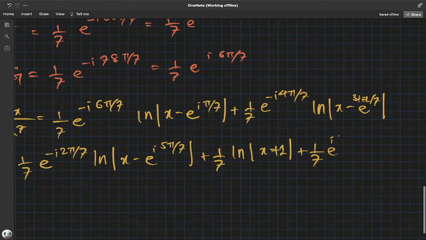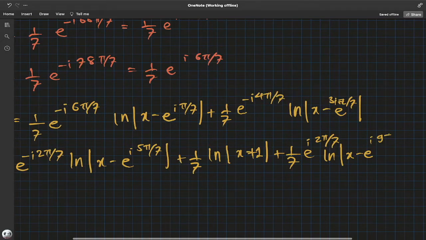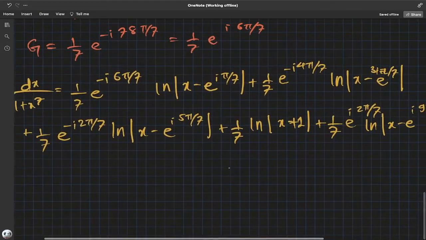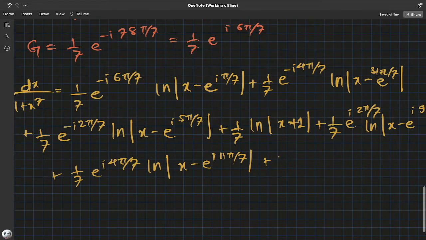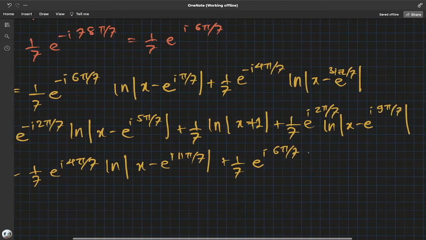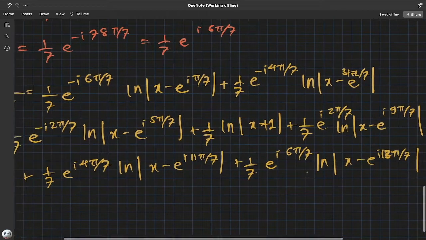Plus 1/7 e to the I, 2 pi over 7 natural log absolute value of x minus e to the I, 9 pi over 7, 1/7 e to the I, 4 pi over 7 natural log of x minus e to the I, 11 pi over 7, and then I believe the last term, the 7th term, e to the I, 6 pi over 7 natural log of x minus e to the I, I think it's 13 pi over 7. Yes.